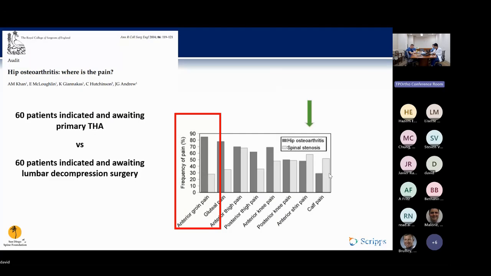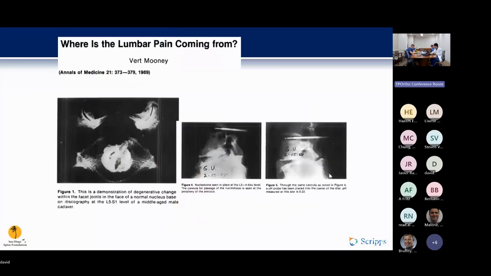This is a similar one where they surveyed patients. They didn't do any injections, but they surveyed patients who were about to undergo total hip surgery versus patients about to undergo lumbar decompression surgery. So in that preoperative period, while they're waiting for surgery, where were their symptoms? You can see across the board, and some of these may have had overlapping pathology to start with, you can get symptoms everywhere in an almost equal amount with both conditions, except for anterior groin pain being more specific for hip osteoarthritis. So that matches traditional teaching.